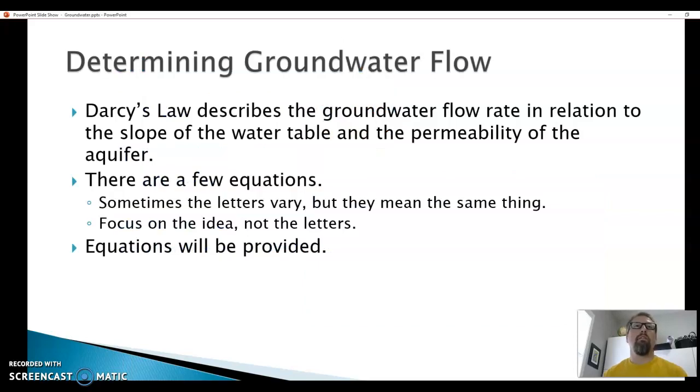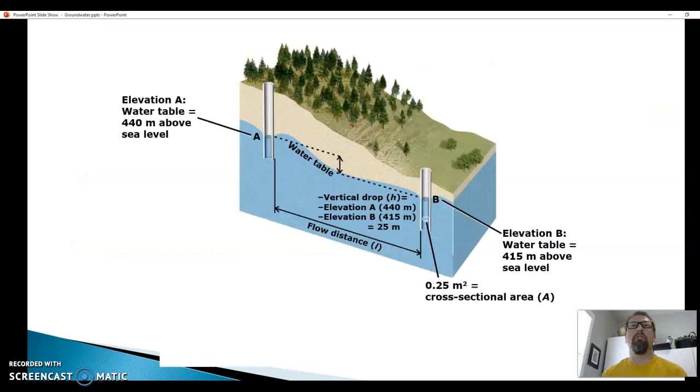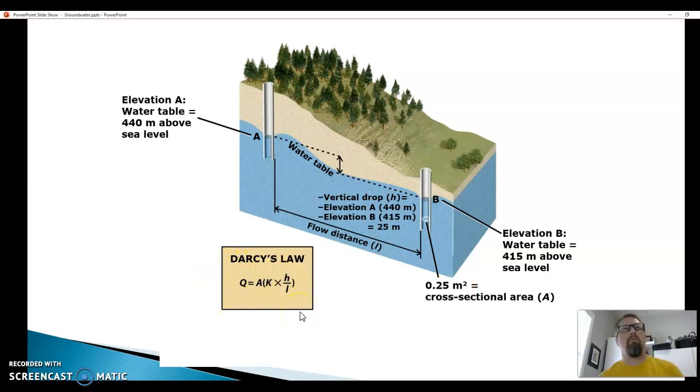All right, so this is done with Darcy's law, and I'll run through the equation real quick so you can see how it's done. This is basically the scenario that you have. Well A, well B, we know the cross-sectional area of those wells. We know the vertical drop from A to B here, so from this point to this point, and we know the flow distance between the two. So we can use this equation, and again, like all equations, it can be manipulated to determine different things.